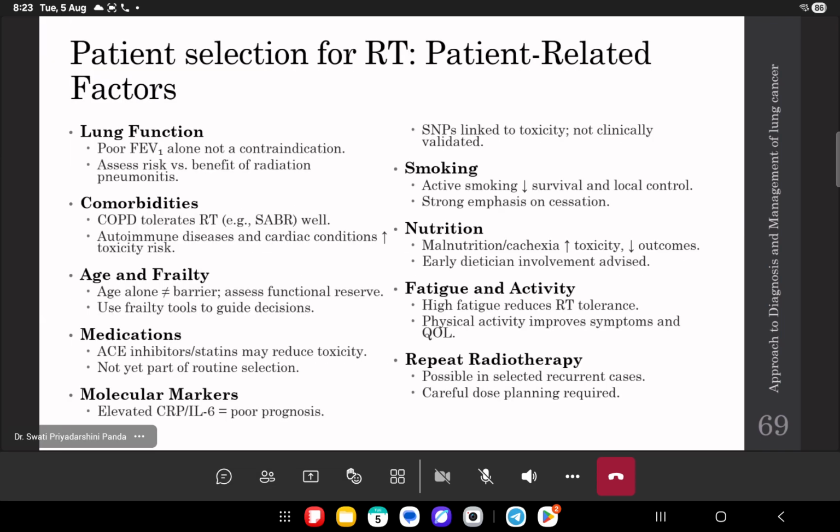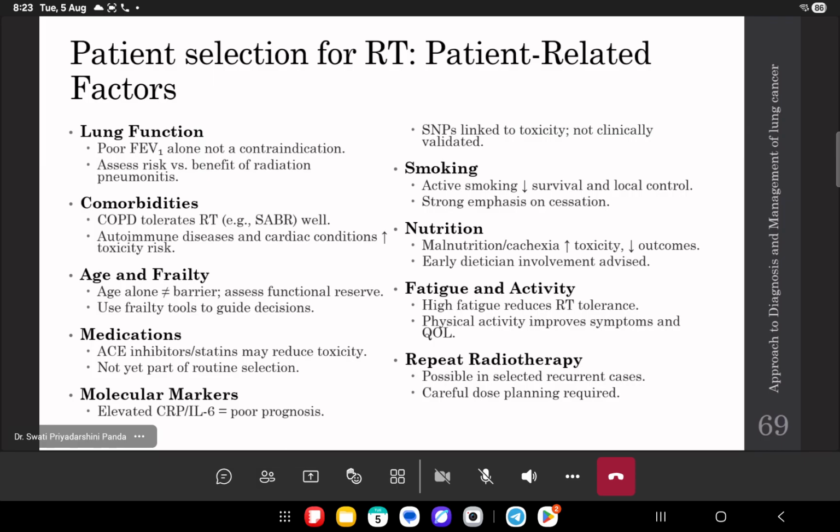Patient selection for radiotherapy: patient-related factors depend on lung function. FEV1 alone is not a contraindication. We have to assess the risk versus benefit of radiation pneumonitis. Comorbidities like COPD tolerate radiotherapy well. Autoimmune disease and cardiac conditions increase the toxicity. Age and frailty: age alone is not a barrier.